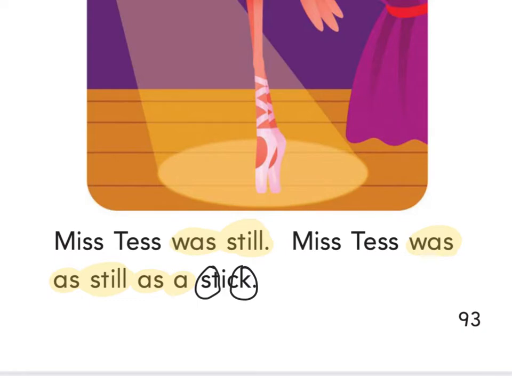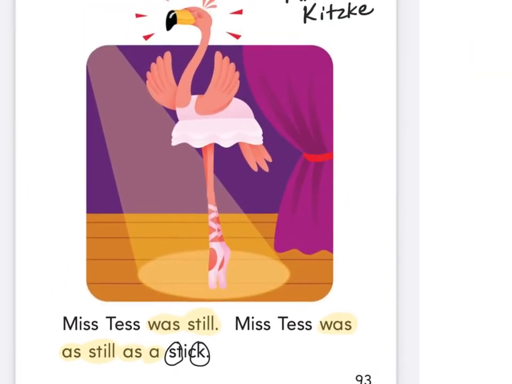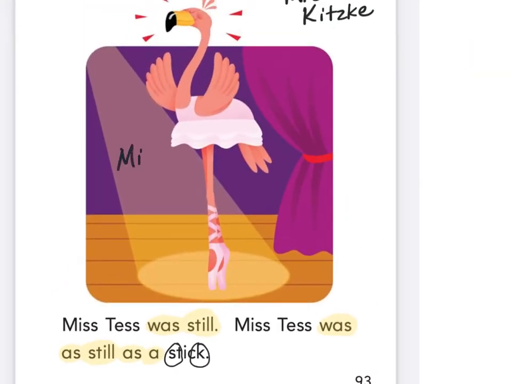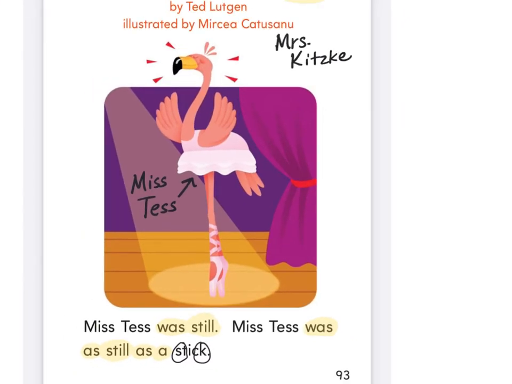Okay, so I think you're right. I think Miss Tess is the flamingo. Should we give her a little label? Yeah. Miss Tess. Those are capital at the beginning because that's her name, and names are proper nouns. Miss Tess. And what was she doing, Jaden? She was what? Staying still. She was as still as a stick. And look how she's standing. She's standing up on her tippy toes and standing still. That would be hard. To hold it like that, as still as a stick, I think would be pretty hard. Maybe she's doing a concert or a show.